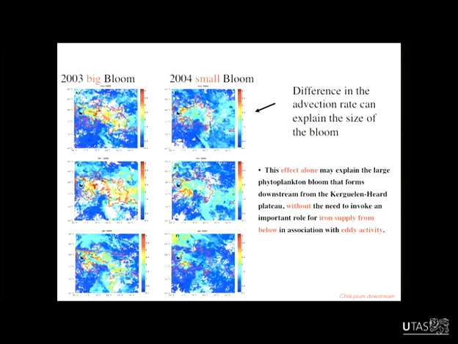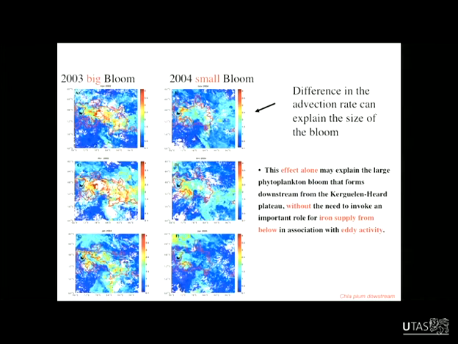In 2003, the bloom was quite big. In 2004, the bloom was quite tiny. All right, if I run my model with the real velocity from 2003 and 2004, what happens? Oh, guess what? 2003, I got a big bloom with my model. 2004, I got a small bloom with my model. Well, I proved a point.